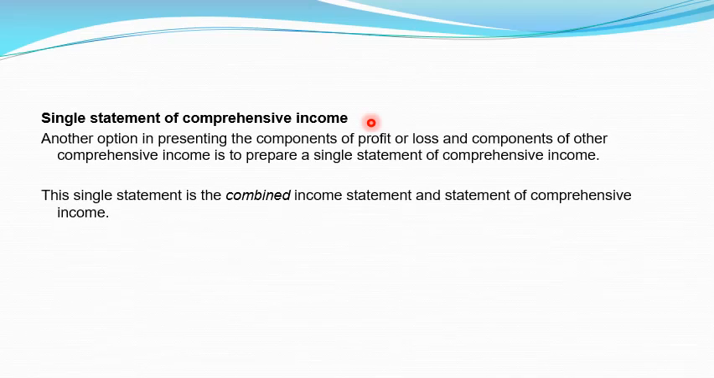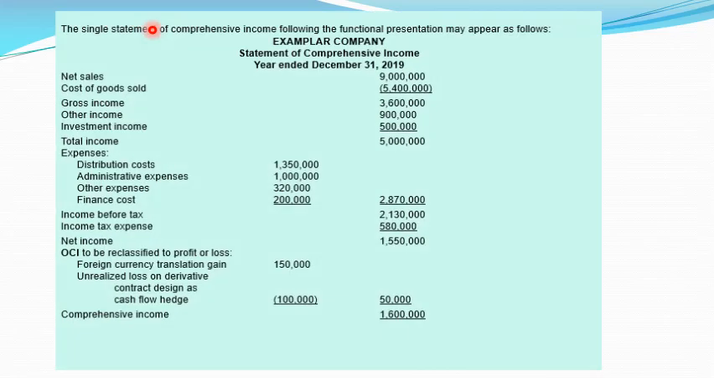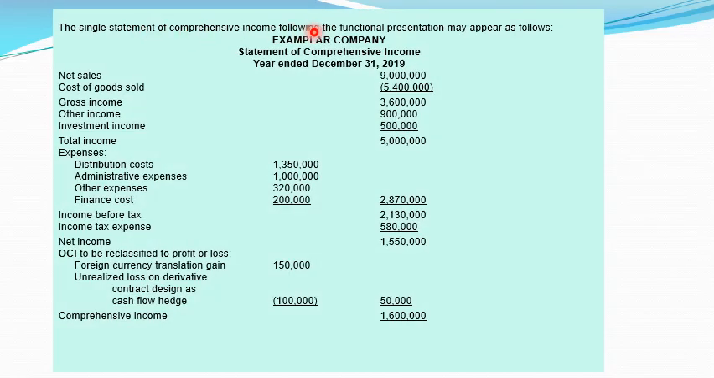So, another option is presenting the components of profit or loss and components of OCI in a single statement of comprehensive income. So, this is the combined income statement and statement of comprehensive income. Kasi kanina, two-statement approach, iba itong statement ito, iba din itong statement ito. So, pwedeng single statement of comprehensive income na lang. So, anong itsura niyan? Example ng single statement comprehensive income.